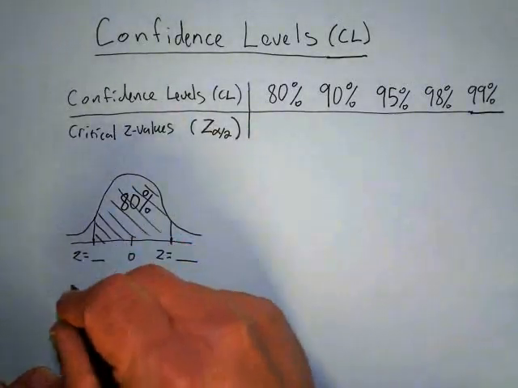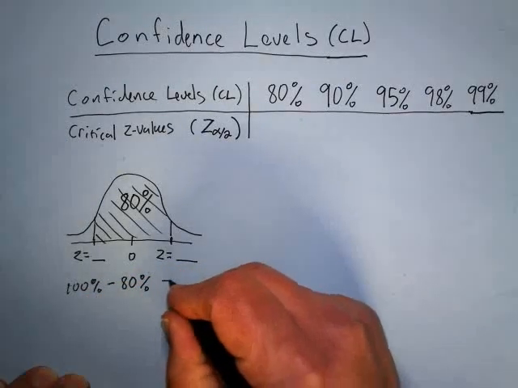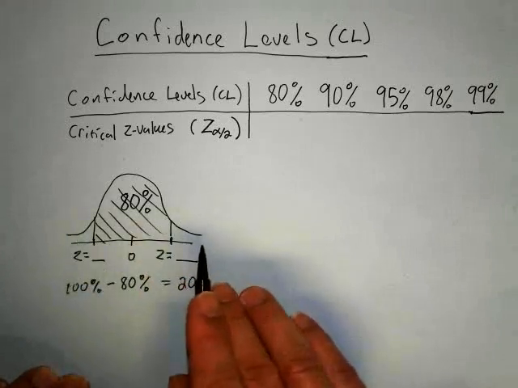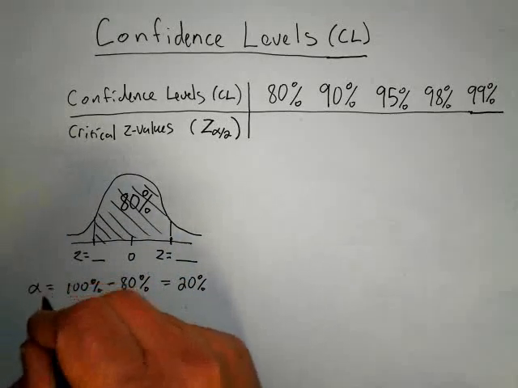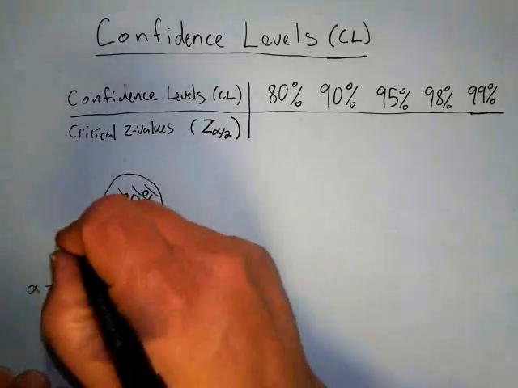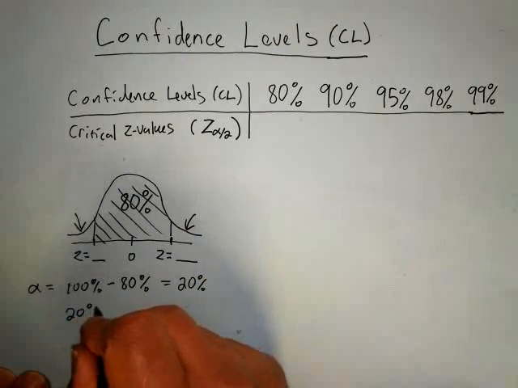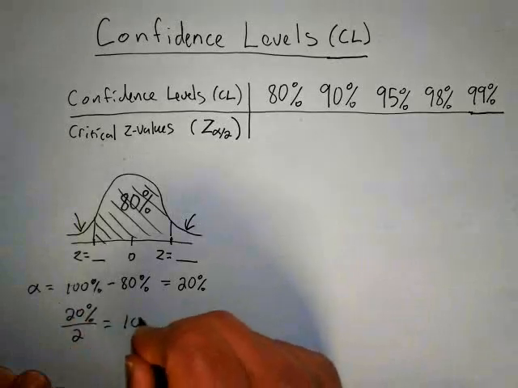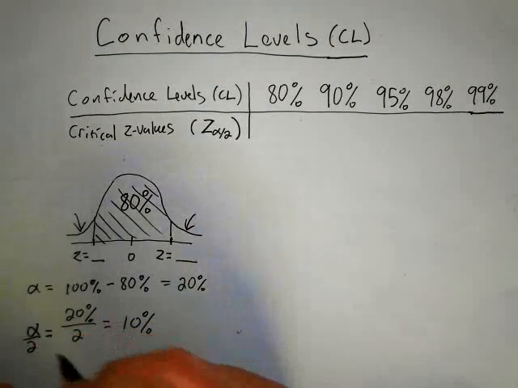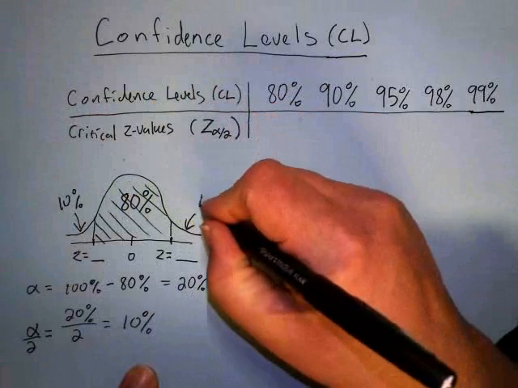If you remember, what we did is we took 100% minus 80%, and we got 20%. If I want 80% in the middle, then I want 20% on the outside in the 2 tails. That 20% is known as the alpha. And if you remember, we had to divide that 20% evenly between the 2 tails, so we took 20% divided by 2 and got 10% in each tail. That's actually the alpha over 2: you have 10% in each tail.